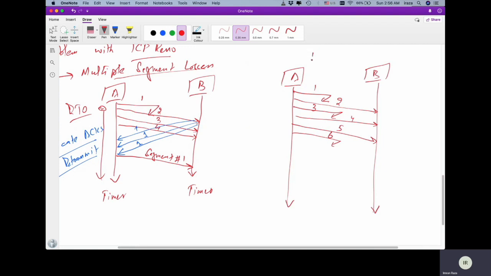So what will TCP Reno do in this case? Upon receiving segment number 2, it will generate a duplicate acknowledgement for segment number 1. Duplicate acknowledgement for segment number 1. Duplicate acknowledgement for segment number 1. How many duplicate acknowledgements? Yes, triple duplicate acknowledgements. And immediately upon receiving this triple duplicate acknowledgement, the sender will retransmit segment number 1. And obviously by retransmitting segment number 1, it enters into fast recovery mode.